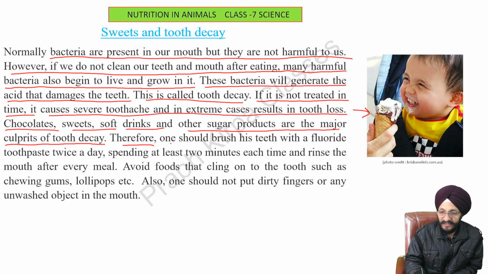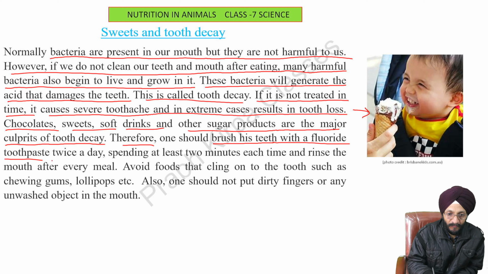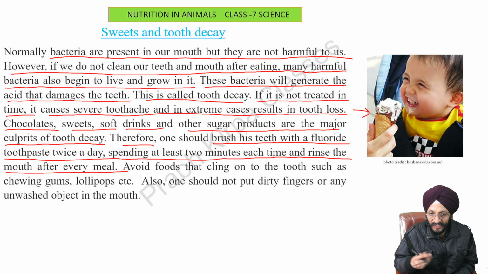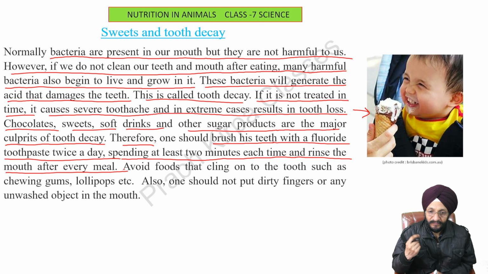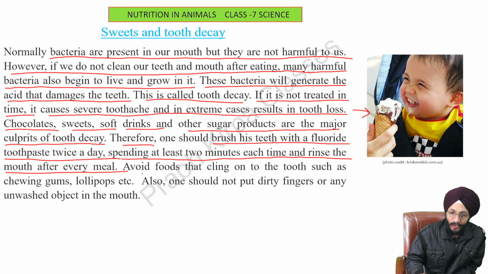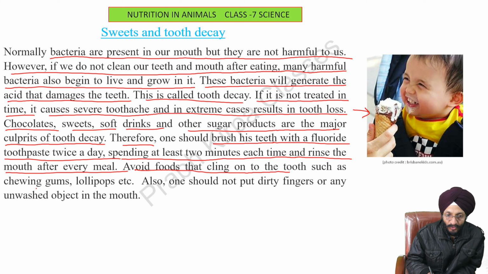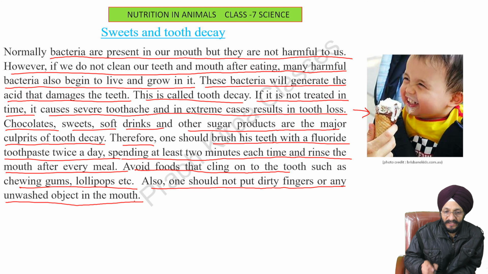Therefore, it is necessary for all of us to brush our teeth with a fluoride toothpaste twice a day, spending at least 2 minutes each time, and rinse the mouth after every meal. It is not that we brush the teeth quickly and wash our mouth. We have to brush our teeth at least for 2 minutes. Avoid foods that cling. Cling means stick to the tooth, such as chewing gums, lollipops, etc. Also, we should not put our dirty fingers or unwashed objects in our mouth.